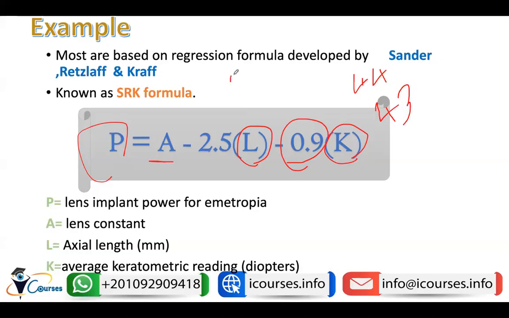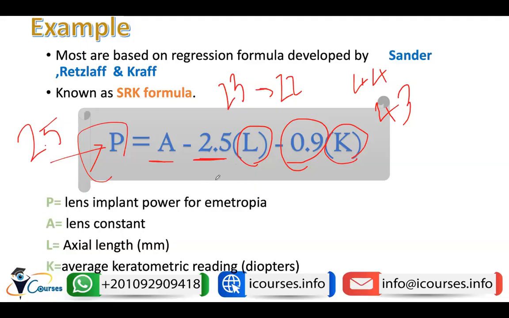But what happens if we miscalculate the axial length? So instead of saying that the patient has 23 millimeters, we said that the patient has 22. So here the 1 millimeter difference will be multiplied by 2.5. And this will result in the IOL power increasing or decreasing by about 2.5 diopters. So this is for 1 millimeter change in the axial length.